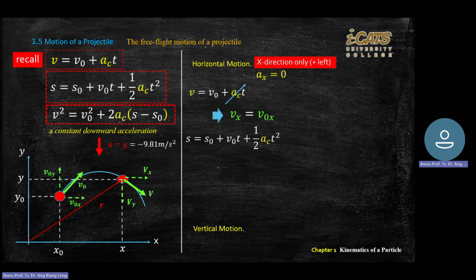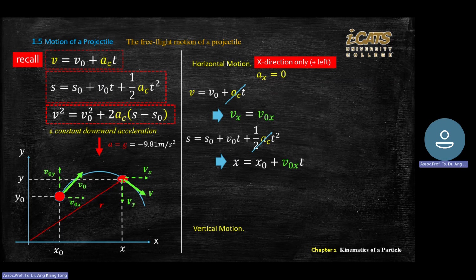Okay, the second equation is also the same. You modify this equation by using ax equals 0, so the acceleration cancels. You arrive at your S here, because your projectile is going to the right, so it is the X position. So you write x equal to xo plus voxt. All these equations are in the X direction, horizontal motion.